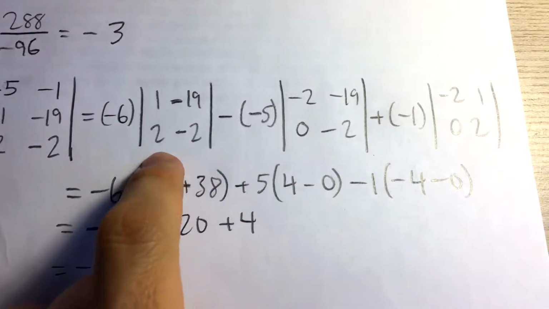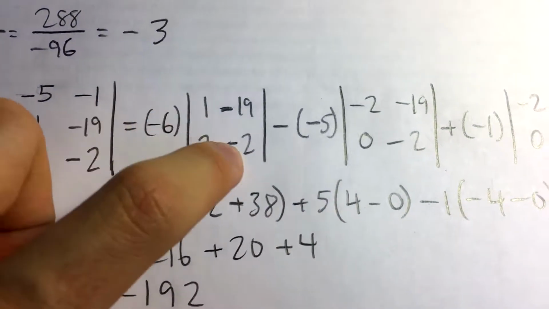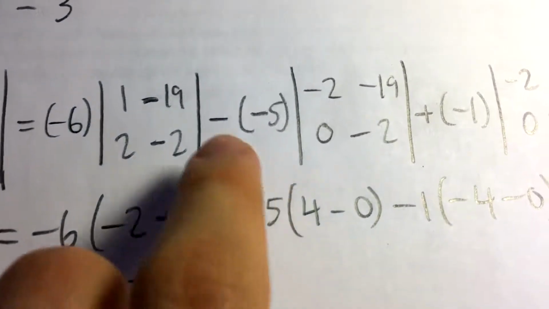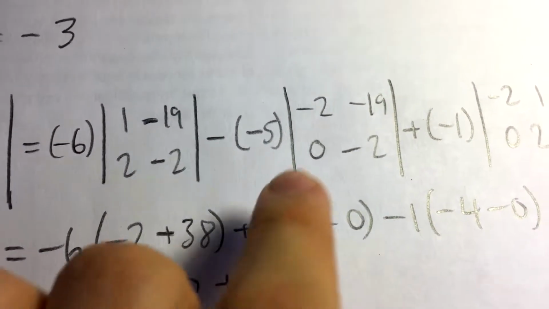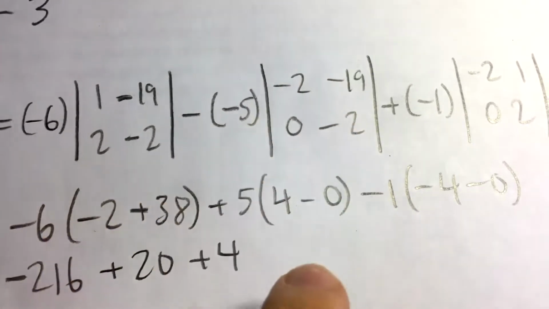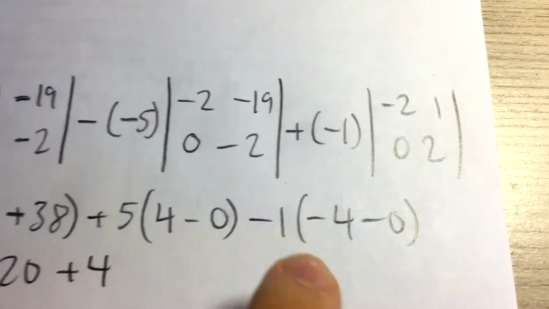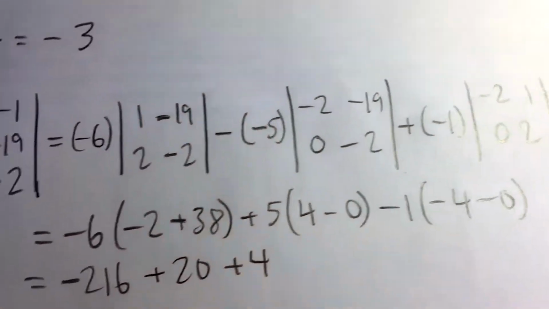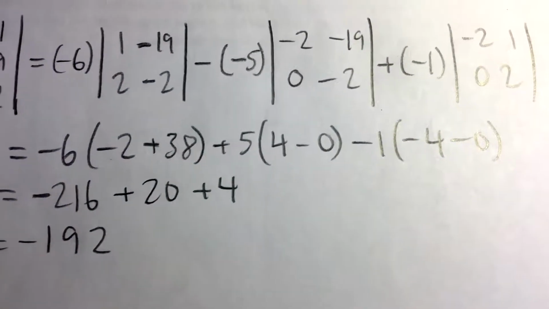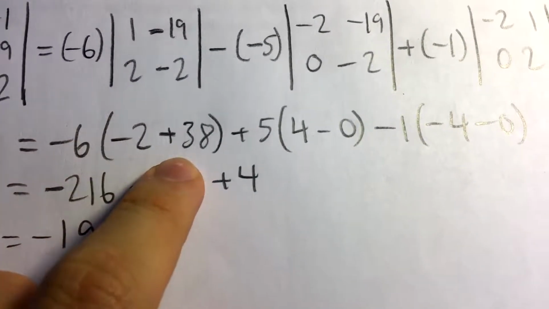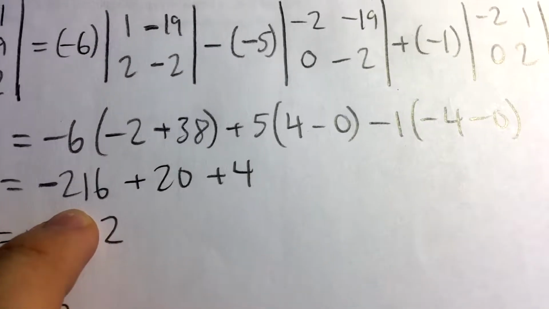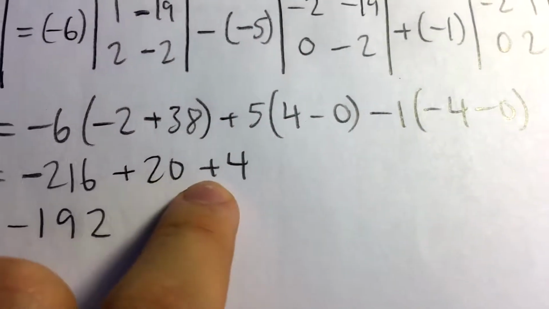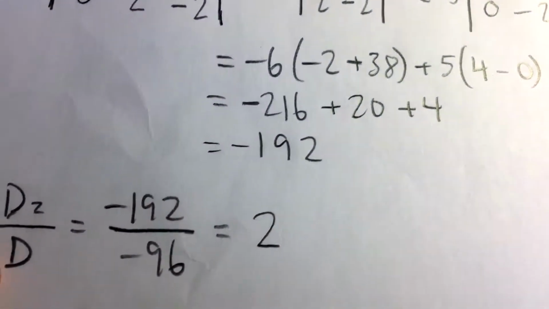So now I have these three. I'm going to find these determinants, which is negative 2 minus negative 38, which is plus 38. Here I have minus 5, so that's plus 5. Here I have positive 4 minus 0. Here I have a negative 1. And I have negative 4 minus 0. And so now, simplify this. Here I have 36 times negative 6, that's negative 216. Here I have 5 times 4, that's 20. And I have negative 1 times negative 4, that's positive 4. And so I add that up, I get negative 192.